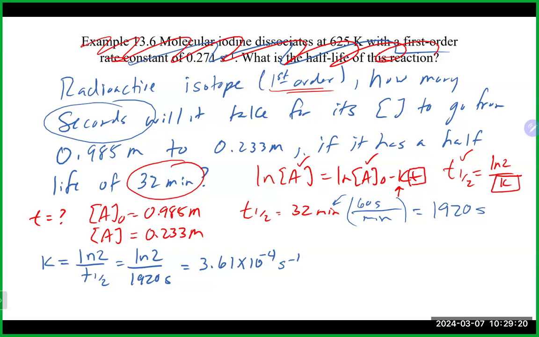Now that we have our k, we have really everything that we need to solve in that first equation. So putting our values into that first equation will give us the natural log of 0.233 equals the natural log of 0.985 minus our rate constant we just got there.